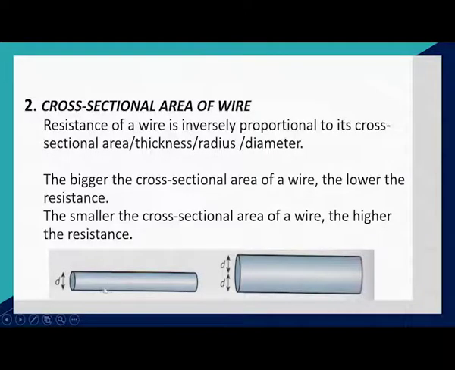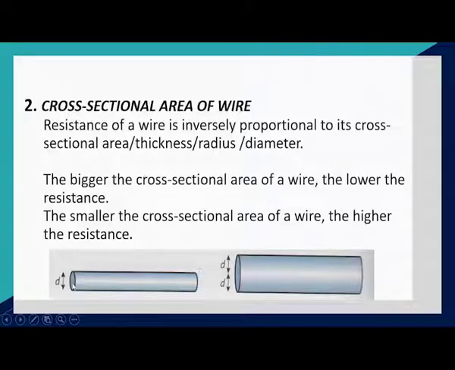You can see at the diagram here. This one has a smaller diameter or cross-sectional area. So resistance in this wire is going to be greater, or it's going to increase, because the diameter is decreased, so the resistance will increase. This one has a greater diameter, so the resistance will be decreased.